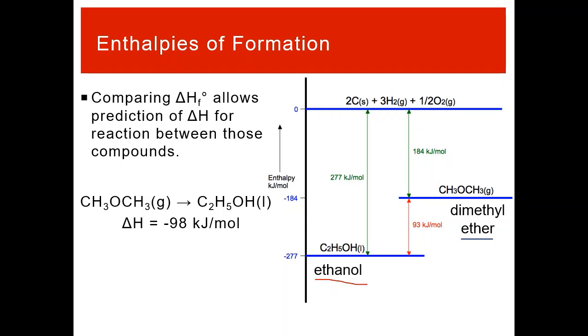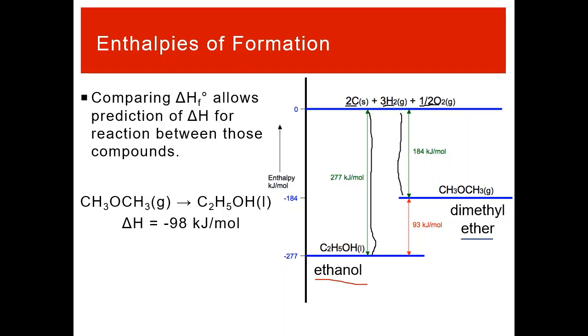And so those enthalpies of formation are all tied to whatever the standard elemental states are. So 2 carbon atoms, 3 hydrogen molecules, and a half an oxygen molecule. They all come from that same baseline. And then their enthalpies of formation correspond to the different distance from that single baseline down to here.